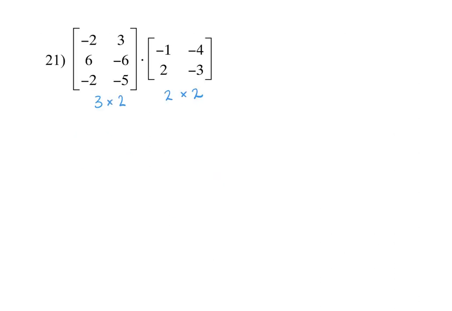So the first thing you want to do is look at your dimensions, okay? 3 rows by 2 columns, 2 rows by 2 columns. These inner ones must be the same to decide if you can multiply, and we can. The outer ones tell you what your answer will be. My answer will be a 3 by 2, okay? Now that I've determined that, I'm going to multiply row by column. I make mine a little bit bigger so I can fit it all in there. I'm going to take the first row and multiply it by the first column. Negative 2 times my negative 1 plus 3 times my 2.